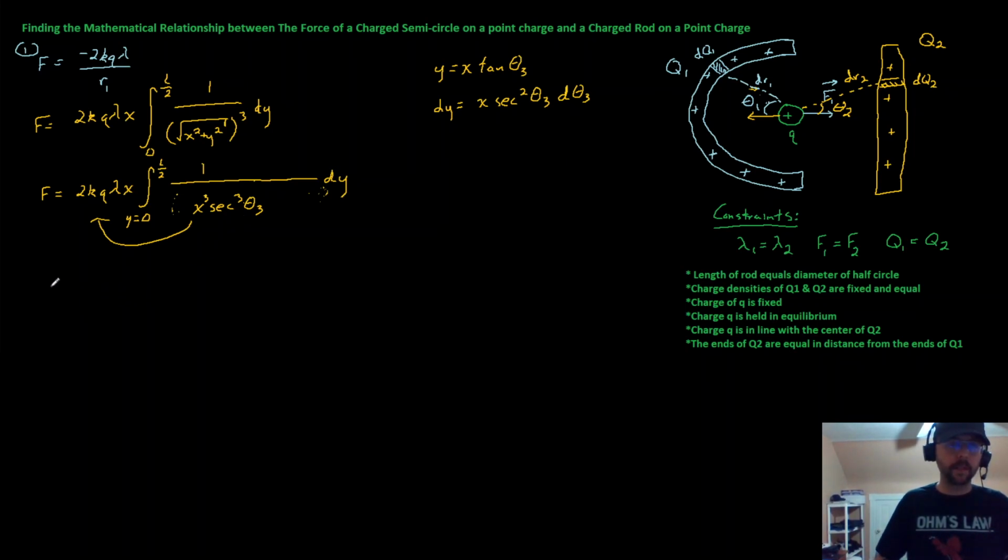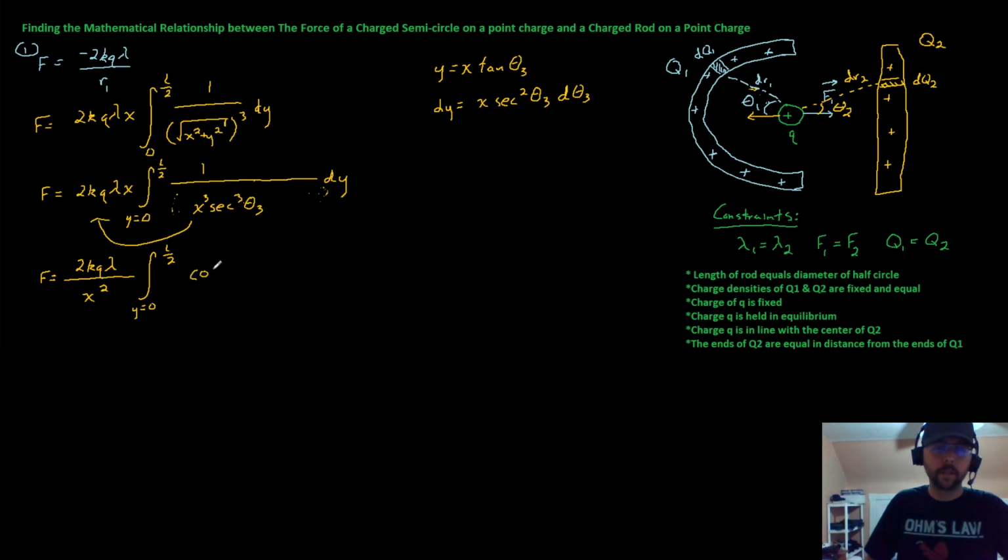I think that should be secant. All right, so now let me rewrite it. F equals 2k q lambda over x squared, the integral from y equals 0 to y equals L over 2 of, this would be 1 over, so if this were not on the bottom, it would be 1 over cosine cubed, but since it's on the bottom, we're going to take the reciprocal of that, so we just get cosine cubed, cosine cubed theta sub 3.